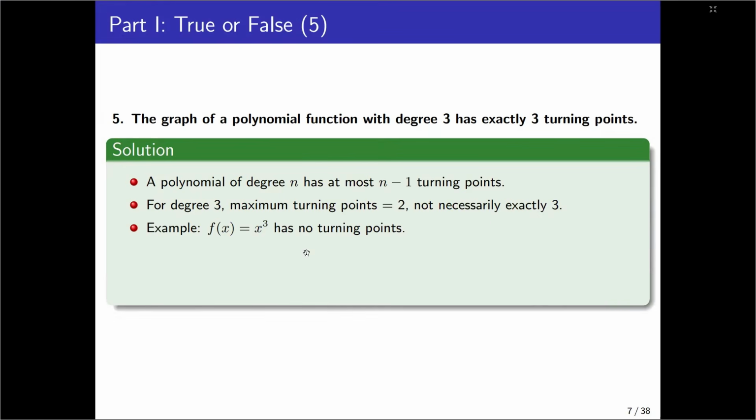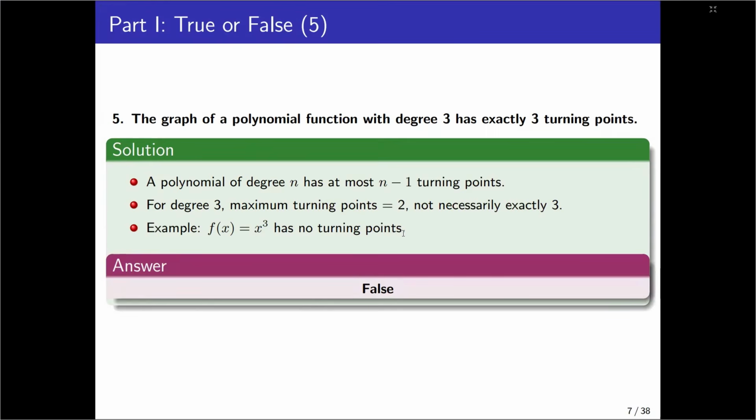For example, f of x equals x cubed has no turning points. In this case, due to such a counterexample and due to the fact that a polynomial of degree n has at most n minus 1 turning points, the statement is false.